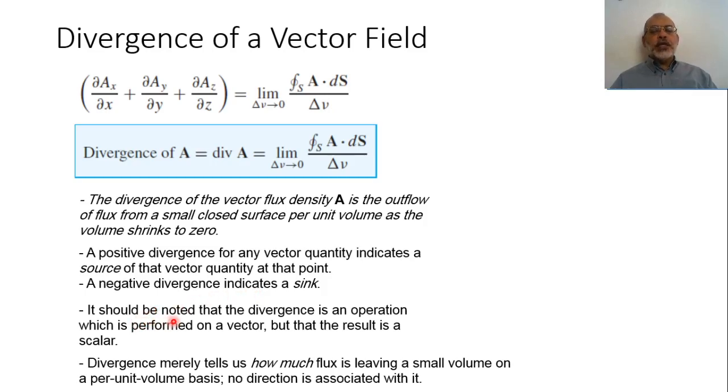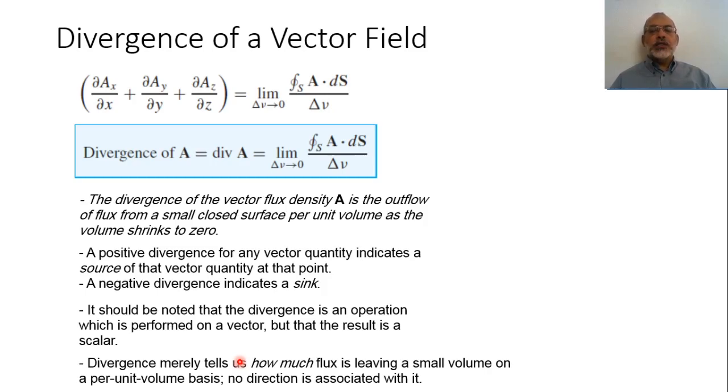It should be noted that the divergence is an operation which is performed on a vector quantity, but the result itself is a scalar quantity. The divergence tells us how much flux is leaving a small volume, or per unit volume, and no direction is associated with it.